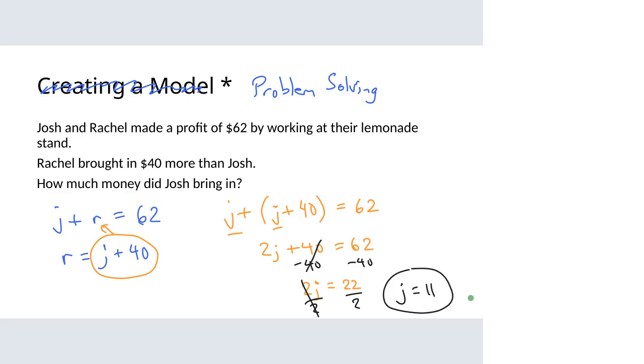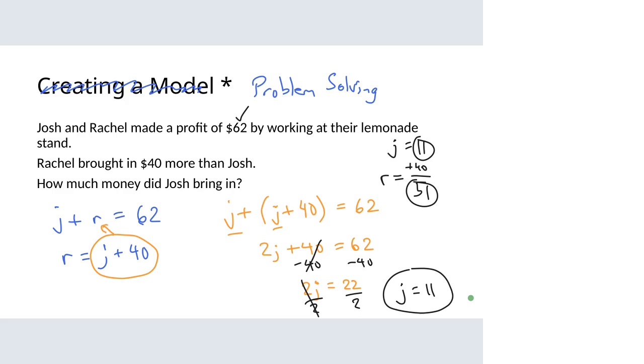Polya tells us, look back, make sure this is okay. All right, well, let's see here. If Josh brought in 11 and Rachel brought in 40 more than that, that means she brought in 51. Her 51 plus his 11, sure enough, that's our 62.